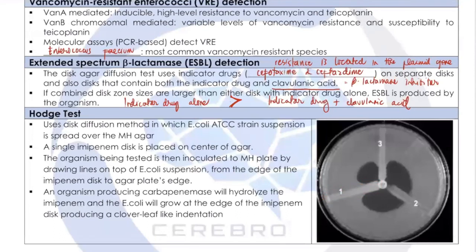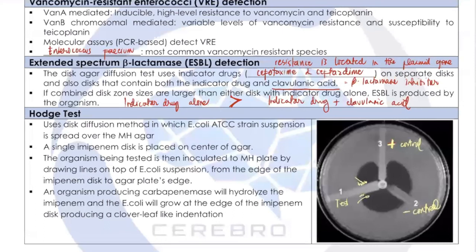So an organism producing carbapenemase will hydrolyze the imipenem and the E. coli will grow at the edge of the imipenem, thus producing a clover leaf-like indentation. So for example, let's say number 3 is our positive control. Then number 2 is our negative control. Then number 1 is our test organism. So makikita natin dito that the test organism is carbapenemase producing. Why? Because the E. coli here is slowly growing towards the imipenem.